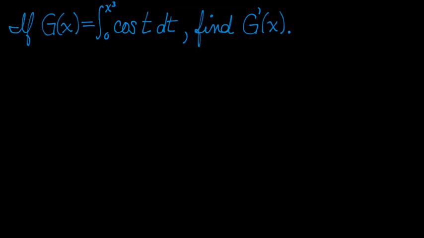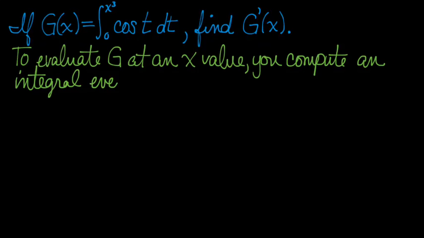Here's a calculus problem where you're expected to find a derivative, and in order to find this derivative, you have to understand the first part of the fundamental theorem of calculus and also the chain rule. First, I want to explain that just to plug a number into capital G, just to evaluate G at a specific value, you're going to be computing an integral every time.